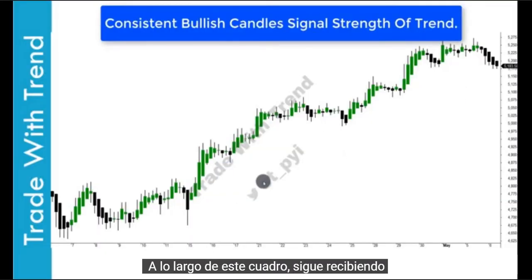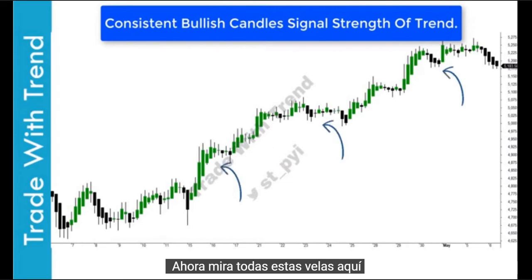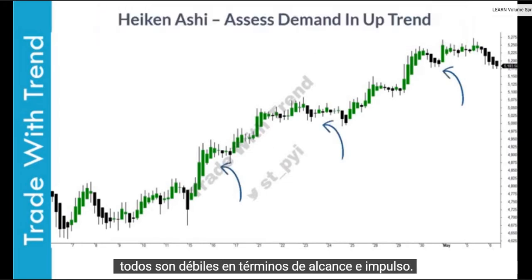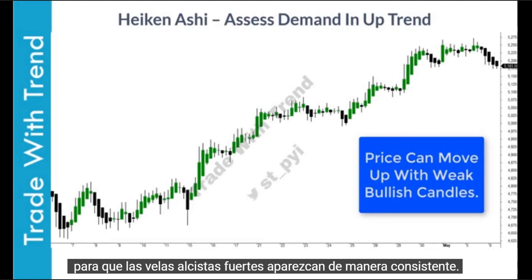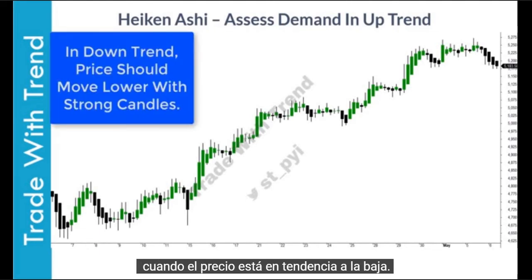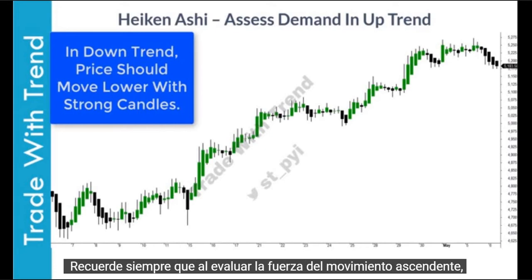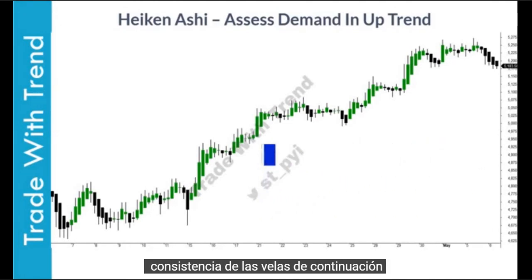Now throughout this chart, you keep getting bullish Heiken Ashi candles and weak bearish candles. Now look at all these candles here, all are weak in terms of range and momentum. Now while price is in uptrend, it is not necessary for strong bullish candles to show up consistently. This requirement though should be fulfilled when price is in downtrend. Now always remember that while assessing strength of up move, you need to assess strength of bullish candles, consistency of continuation candles, and weakness of bearish candles together.